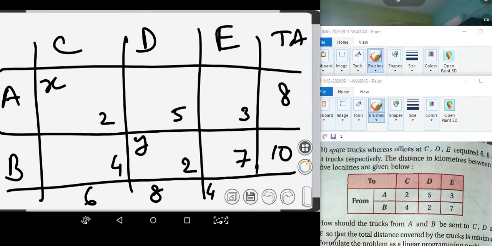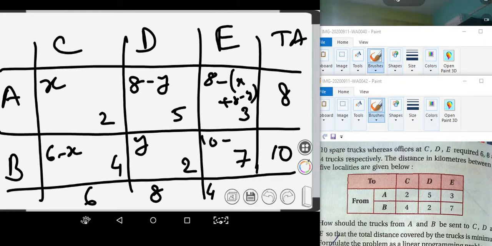So x is already given from there, which means here it will be 6 minus x. Here it will be 6, y is already given, so here it will be 8 minus y. And in this case the total is 8, so it is 8 minus whatever is already given, x plus 8 minus y. If you simplify that, we will get the other values, and this is where it's 10 minus 6 minus x plus y.